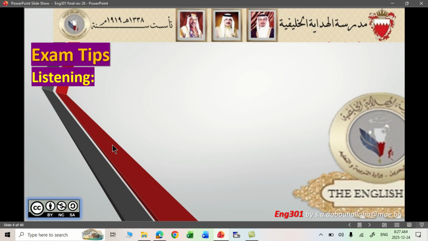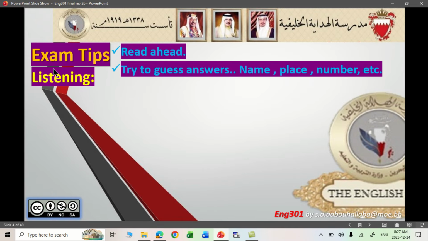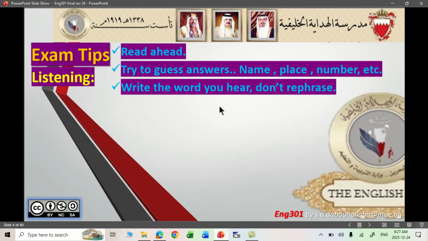Well, some exam tips for the listening. Please read ahead. When you read the question before you listen, this makes you focus on the answers you need. Try to guess answers. When you have, for example, some spaces to fill in, think of the proper word that can fill in that space. Is it a name? Is it a place? Is it a number? Etc. Write the word you hear. Do not rephrase. Use the very word that you hear.